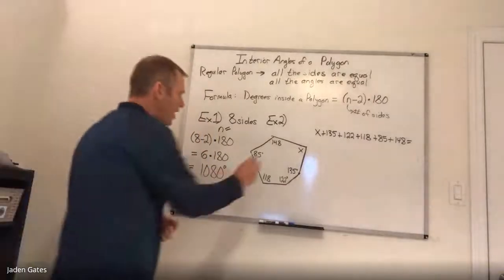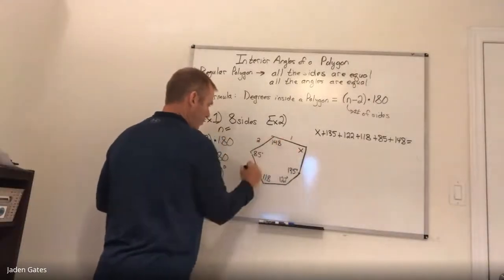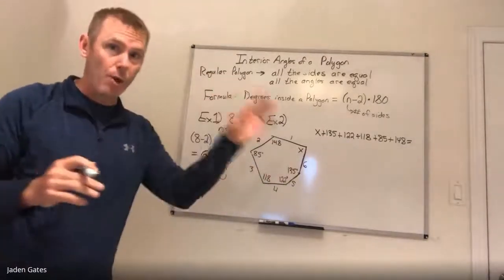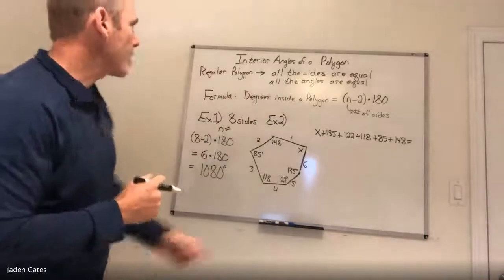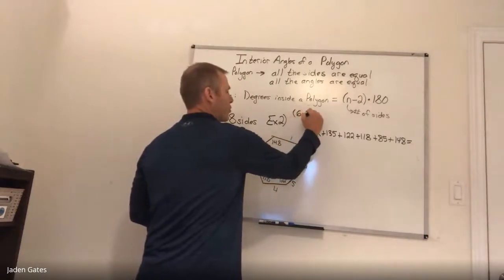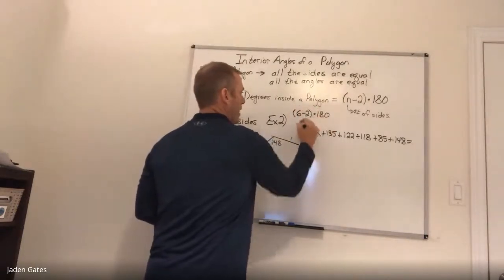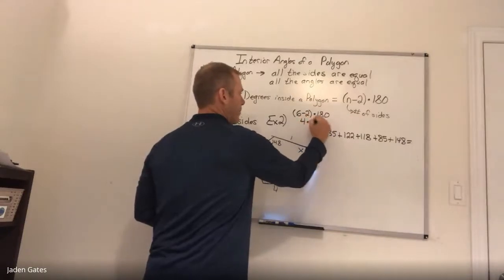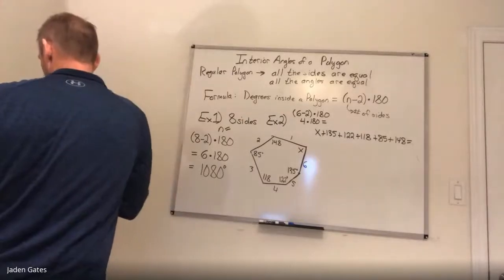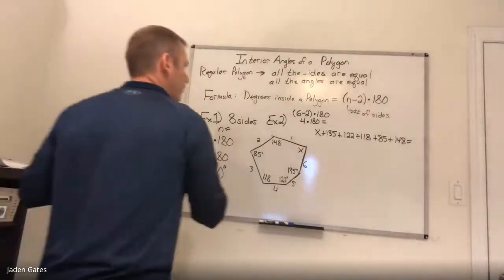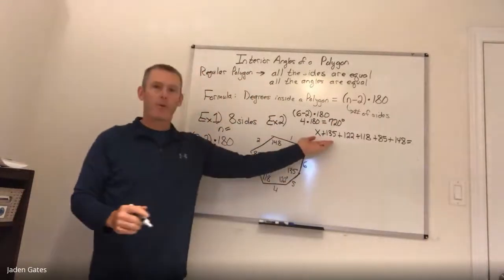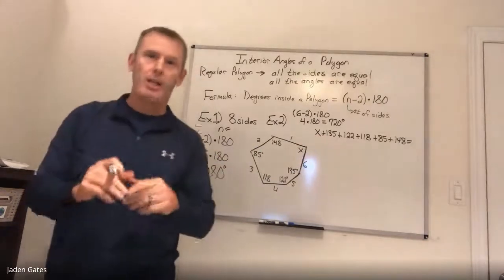All right, so I count the sides. So I got 1, 2, 3, 4, 5, 6-sided shape. Again, I just labeled the shape, so I didn't want to count one side twice or miss one. So now I'm going to use my formula. So I have 6 minus 2 times 180. 6 minus 2 is 4, and I times it by 180. 4 times 180, I grab my calculator, and it should be 720 degrees.